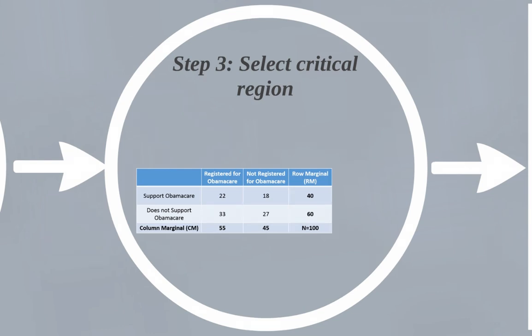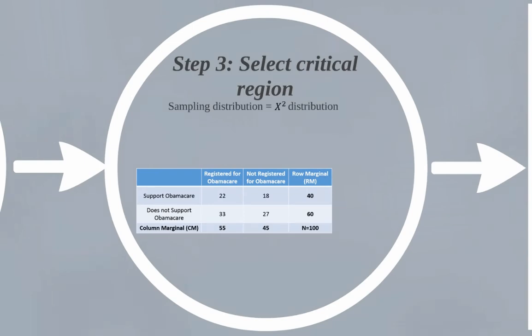Basically, what those do is add up the total number in either the row or the column, right? For example, you can see the 40 here in the second row under the row marginal, and what that's doing is adding 22 plus 18. That's basically what we're looking at. So let's get into selecting our critical region now that we have an understanding of our data.